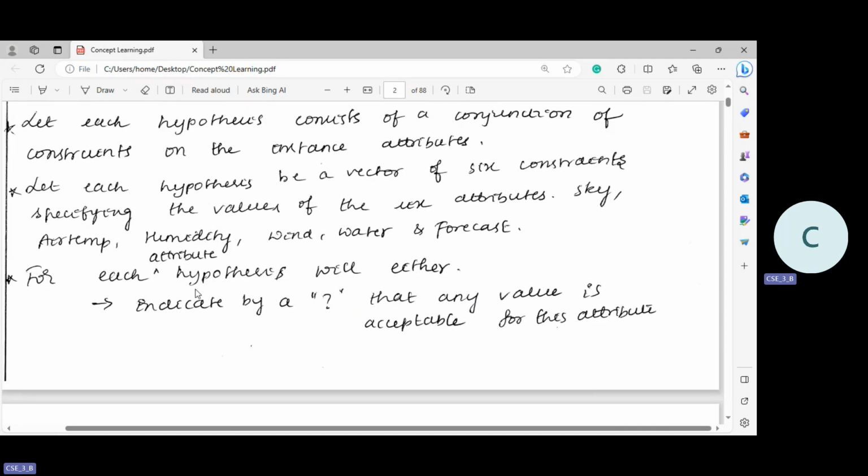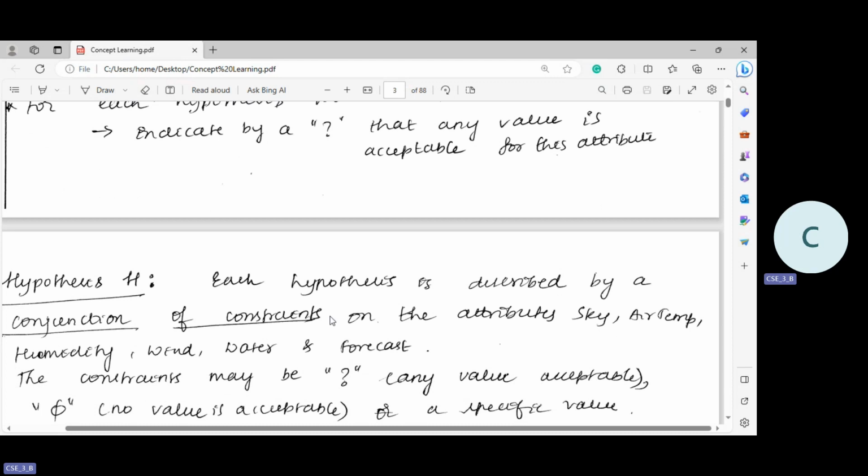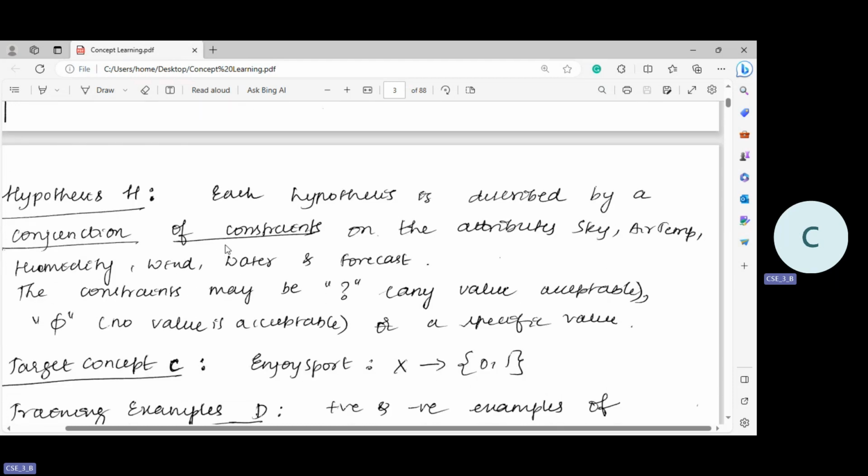So now for each attribute, the hypothesis will either be indicated by a question mark, that indicates any value is acceptable for this attribute. Whenever we encounter the question mark, it is nothing but any value can be acceptable. And then there is also one more consideration: when we are not considering any value, or we can actually specify a particular value. So let us first understand what we mean by hypothesis.